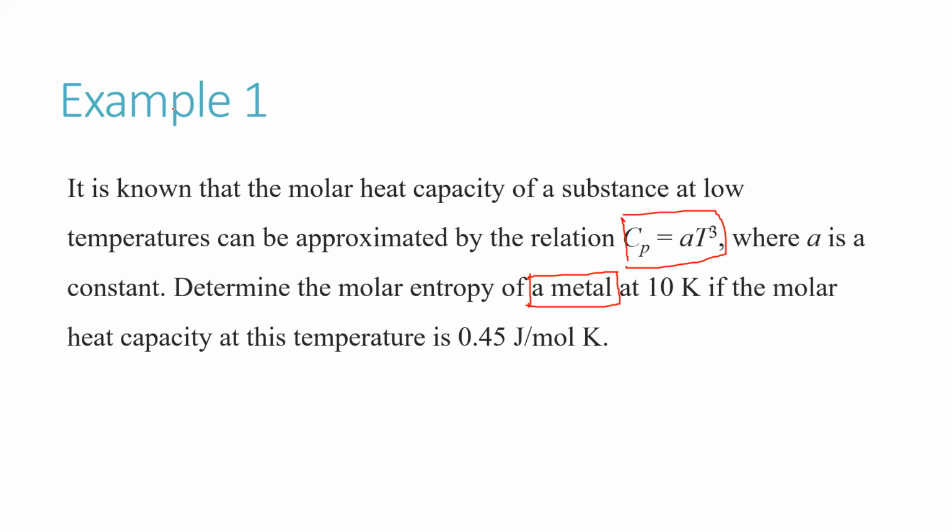Also, they have given Cp equals AT cube. So we'll simply put Cp equal to AT cube over here, dT by T. That's this. And then we'll have this as AT cube by 3 between 0 and 10 Kelvin. So that's going to be A into 10 cube by 3 minus 0.